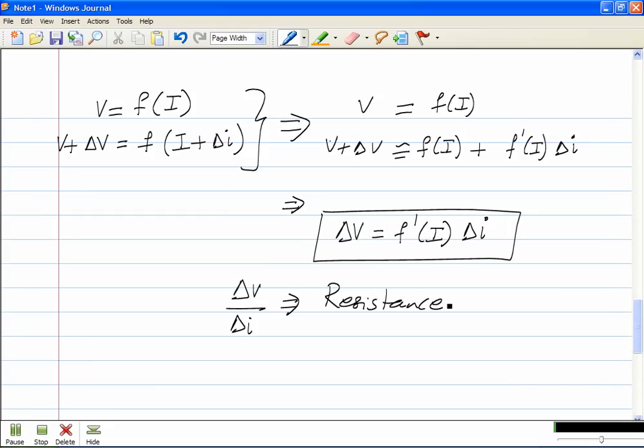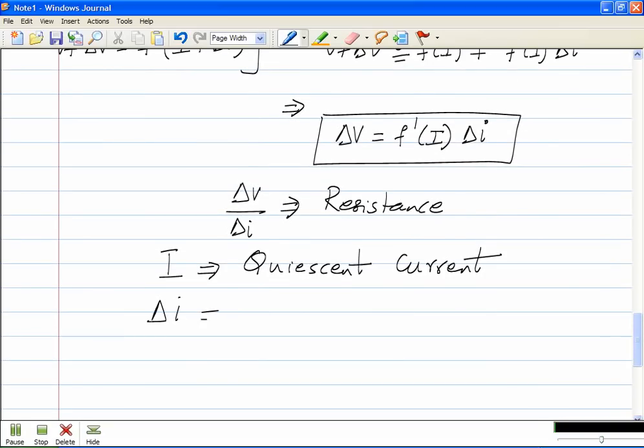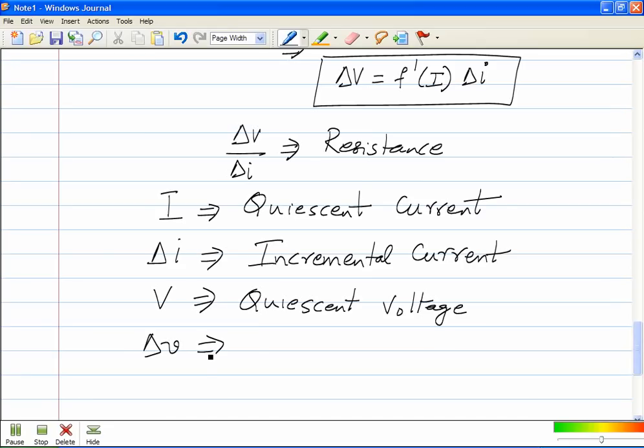Okay? And what does it depend on? The delta V by delta I depends on I. Okay? So this original value, capital I, of the current flowing through the nonlinear element in the first place is called the quiescent current, or often called the quiescent operating point of the nonlinear device. Does that make sense? I is the quiescent current. We will be repeatedly using these terms. Delta I is called the incremental current. V is called the quiescent voltage, and delta V is by the same token called the incremental voltage.